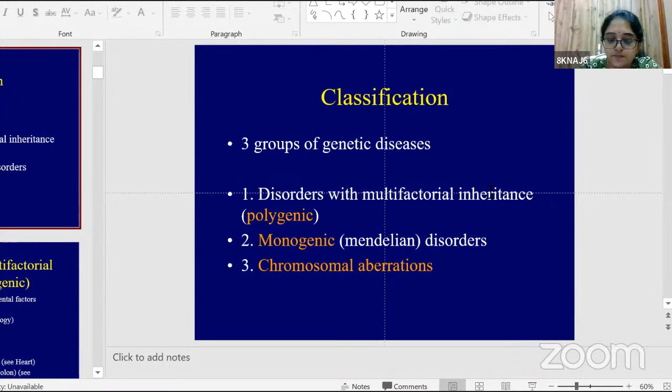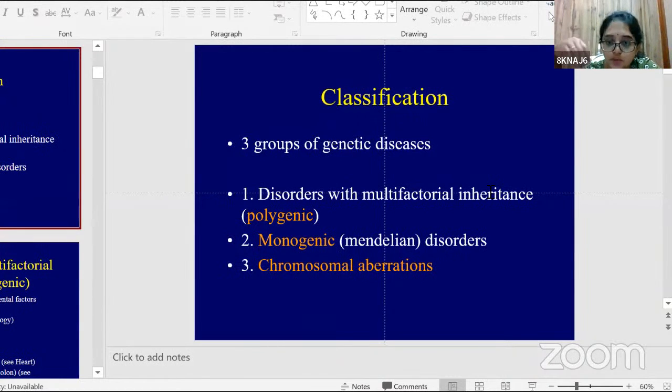Again, in single gene disorders, which are also known as Mendelian disorders, you will have autosomal dominant inheritance and autosomal recessive inheritance. Then you have X-linked dominant inheritance and X-linked recessive inheritance. And then only Y-linked inheritance. You cannot talk about dominant and recessive there because there is only one Y that is present, and that is being expressed in the males exclusively.